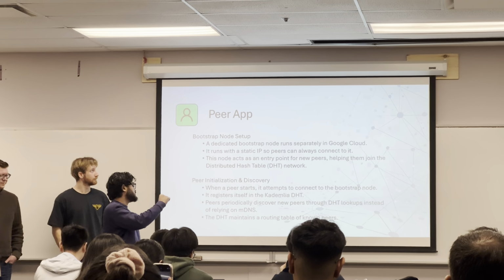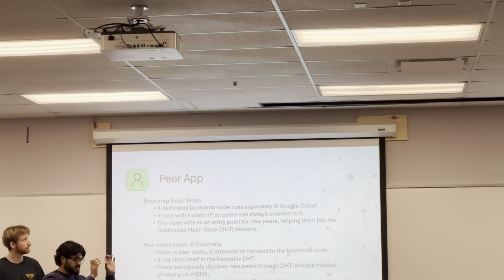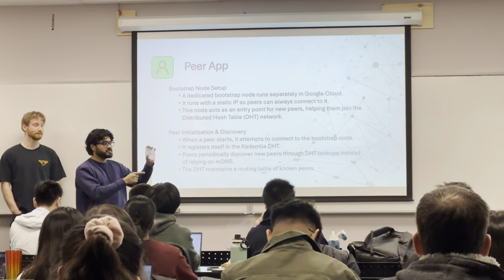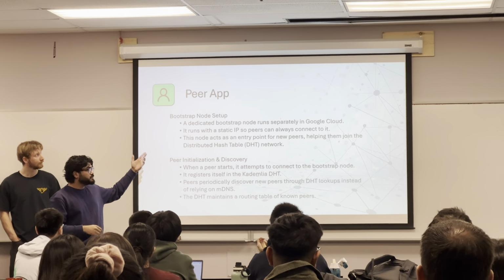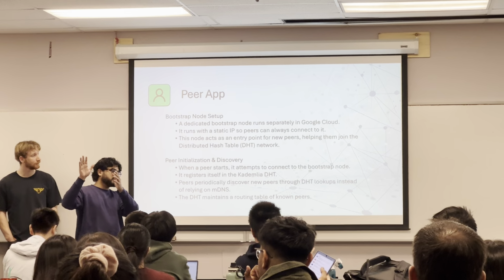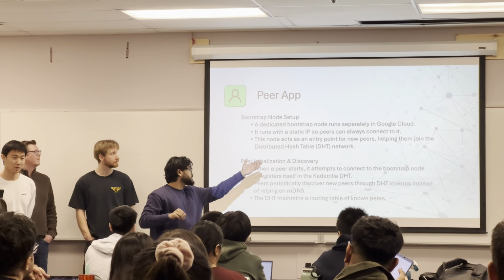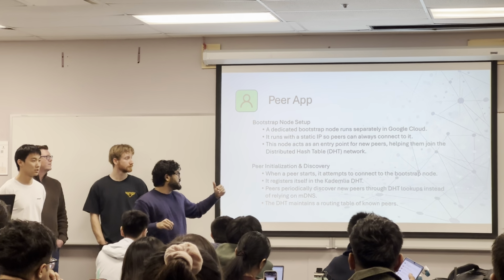As Ken mentioned, we have a reverse proxy that routes the request to the central registry, which has the database, so the DB manager processes these requests and then executes them on the SQL database. Moving on to the peer app, we have the Bootstrap node. This is a dedicated Bootstrap node that runs separately on a Google Cloud instance with a static IP, so peers can always connect to it and register themselves to be a part of the P2P network.